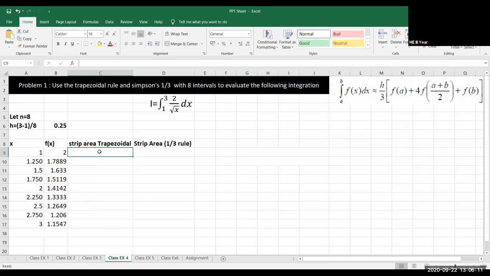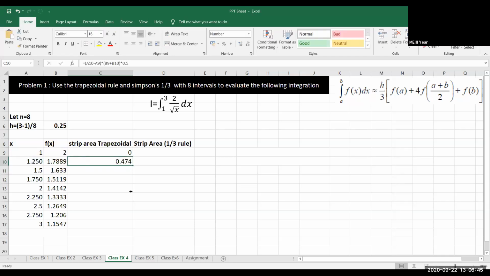Then you have to find the strip area using the trapezoidal method. So the first value will be 0. For the next value, you just have to use the formula. You know the formula: b minus a, into f(a) plus f(b), into 0.5, meaning division by 2. So you got this value.